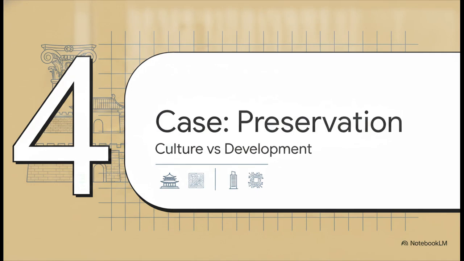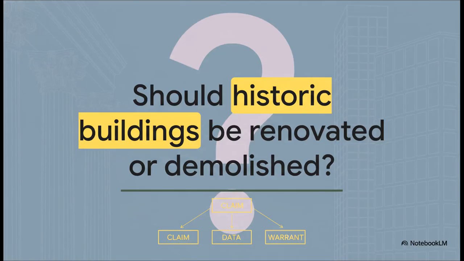Part 4, Case Study, Historic Preservation. This time, let's see how the model handles a slightly more philosophical debate, one that pits cultural heritage directly against modern development. Think about the tension we see in growing cities all the time. Should historic buildings be preserved through renovation instead of being demolished? It is a classic clash. You've got the desire to maintain a cultural sense of place on one side and the practical economic realities of urban development on the other. So let's map it out.